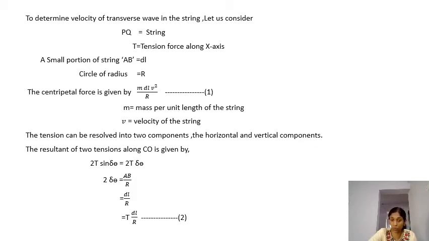Sine of del theta is also a very small value, so we are neglecting the sine and considering only del theta. From the figure, consider 2 del theta is equal to AB divided by R. We know AB is equal to dl, so instead of 2 del theta, we substitute dl divided by R. So finally we can write the previous equation as T dl divided by R.